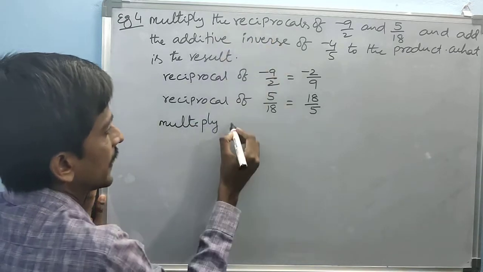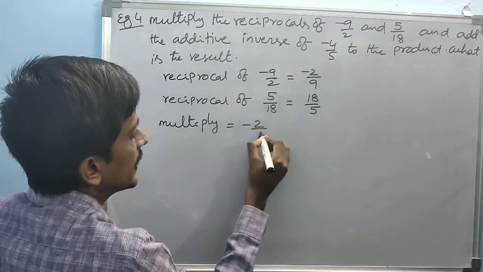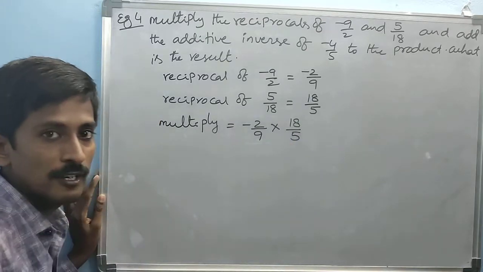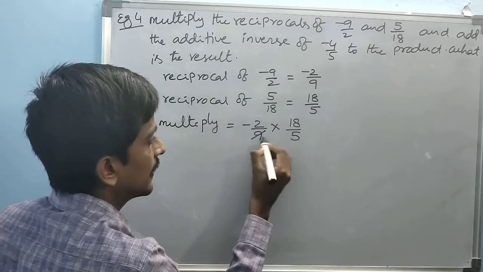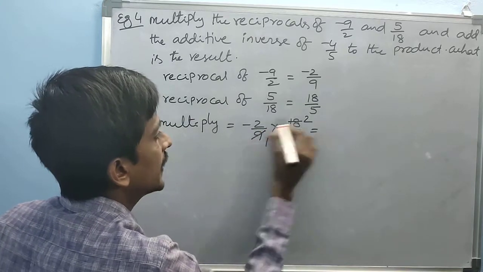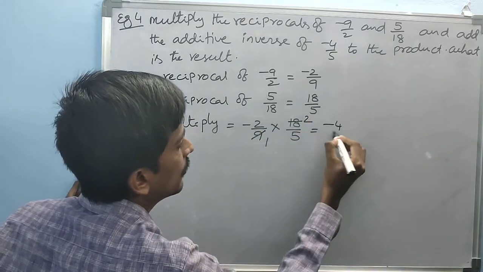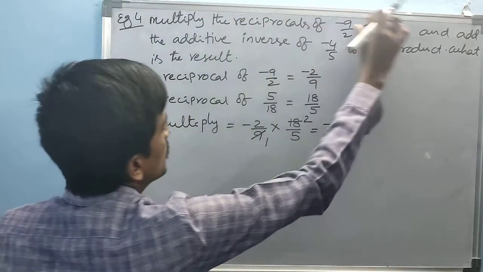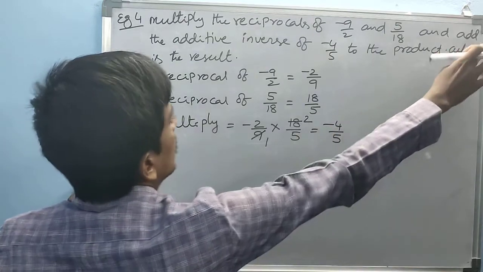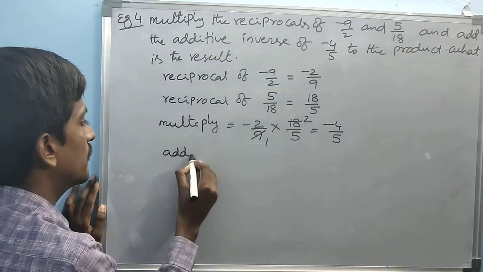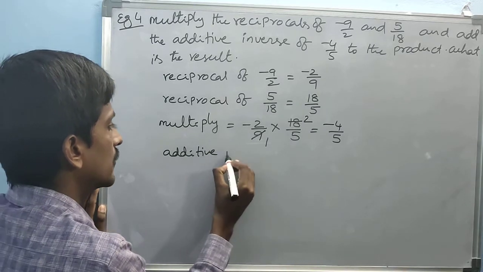These two are multiplied. Multiply equals minus 9 by 2 into 18 by 5. Okay, cancel. 9 1 times, 9 2 times. So, minus 2 into 2, minus 4 by 5. This is the product of these two only. And the additive inverse of minus 4 by 5: what is the additive inverse of minus 4 by 5?